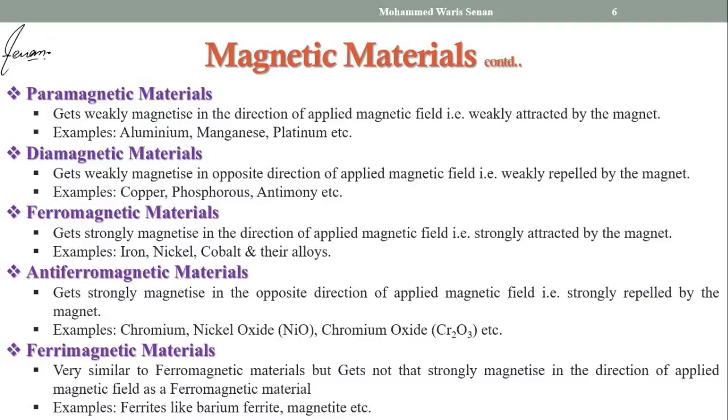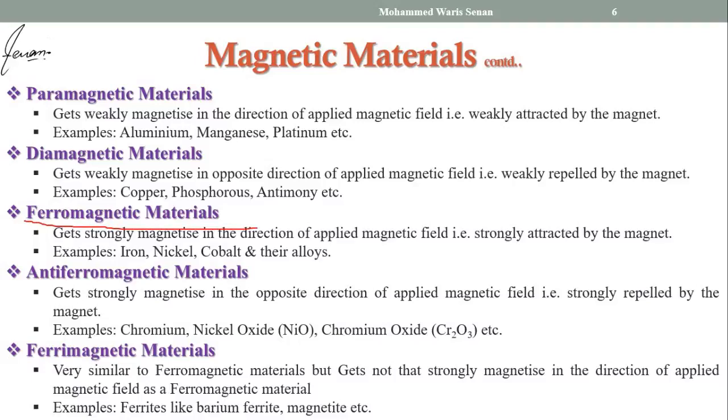So now these are the 5 different types of magnetic materials, classified based on how they get magnetized when they are kept inside the magnetic field. Now we will discuss some more detail about these ferromagnetic materials.